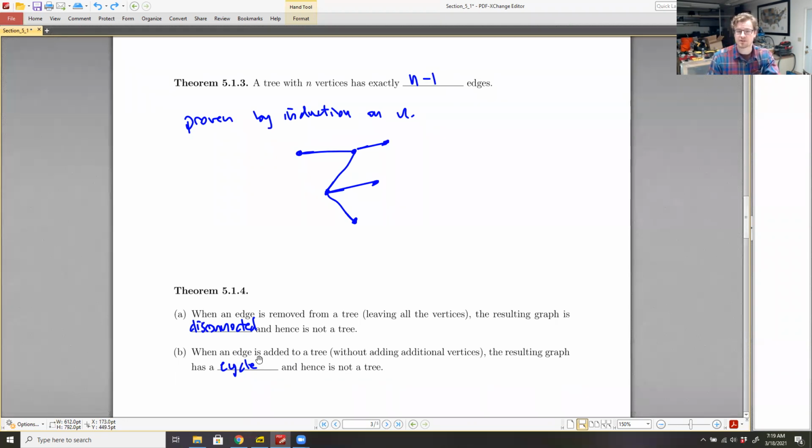I can't add an edge because I'm going to create a cycle. I can't remove one. It's going to disconnect it. So of course it has to be exactly this, right? If I could add an edge, then this theorem here would not be true. Or if I could take an edge away, then this theorem here would not be true. So these are, of course, very closely related to one another.